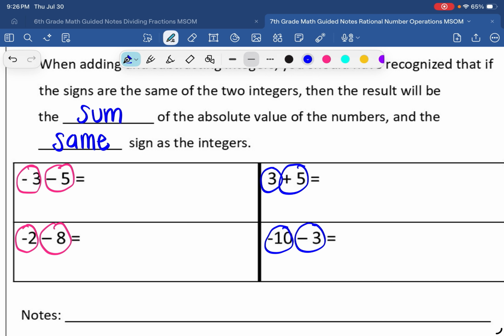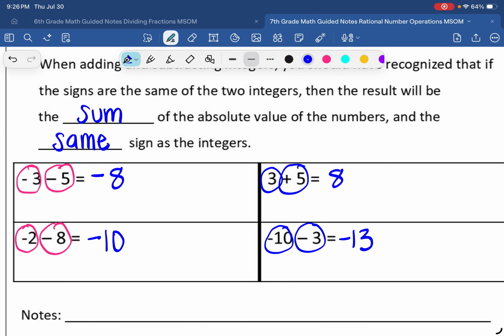So negative 3 and negative 5 will be a negative 8. Negative 2 and a negative 8 is going to be a negative 10. 3 plus 5 will be 8, because positive 3, positive 5, positive 8. Negative 10 and then a negative 3 is going to give you a negative 13.